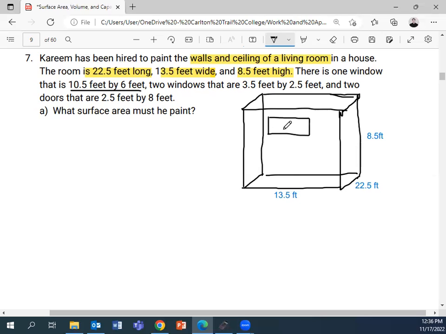And I'm going to label those dimensions, right? So 10 feet by 10.5 feet by 6 feet. Is blue an okay color, or do we prefer red?